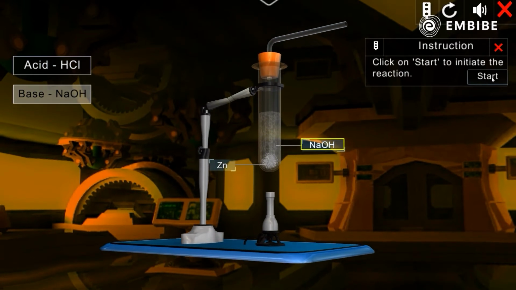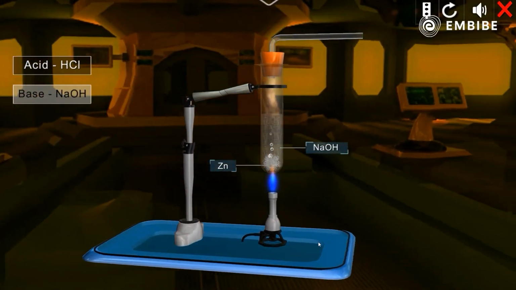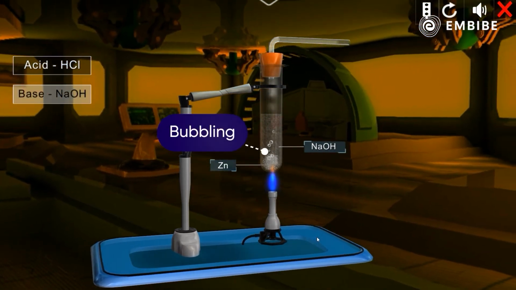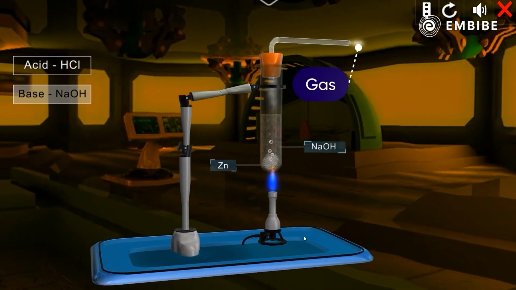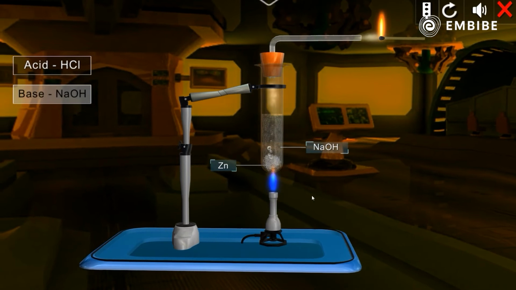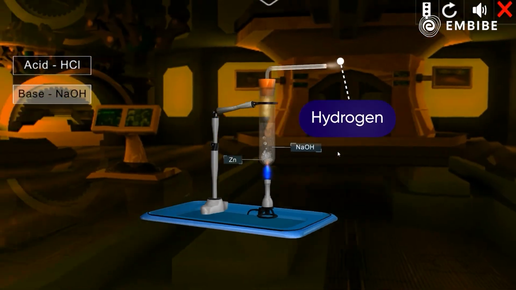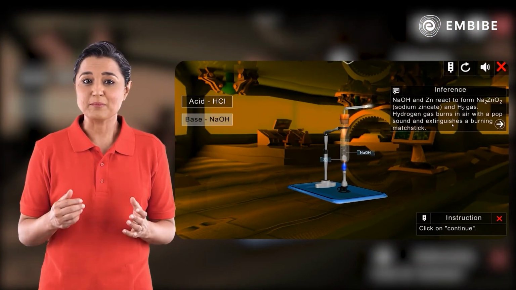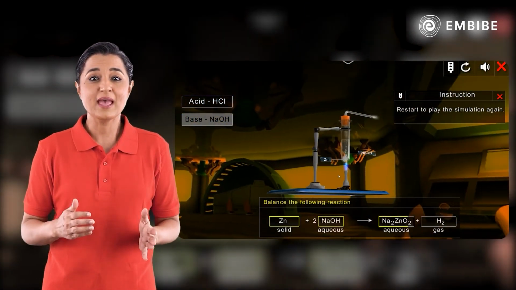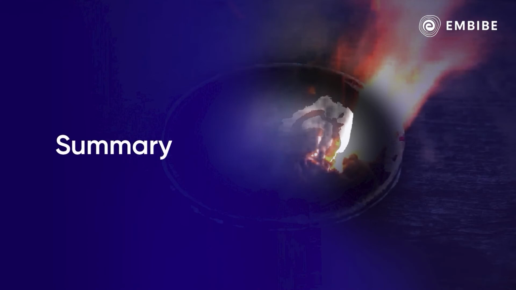Next, we will observe how sodium hydroxide reacts with zinc. For this, heat a test tube filled with NaOH to which a zinc piece is added. You will observe bubbling, indicating the formation of gas. Bring a lighted matchstick close to the mouth of the bent tube. The matchstick extinguishes with a pop sound, indicating that the gas is hydrogen. The reaction can be summed up as zinc reacts with NaOH to form Na2ZnO2 and H2 gas.